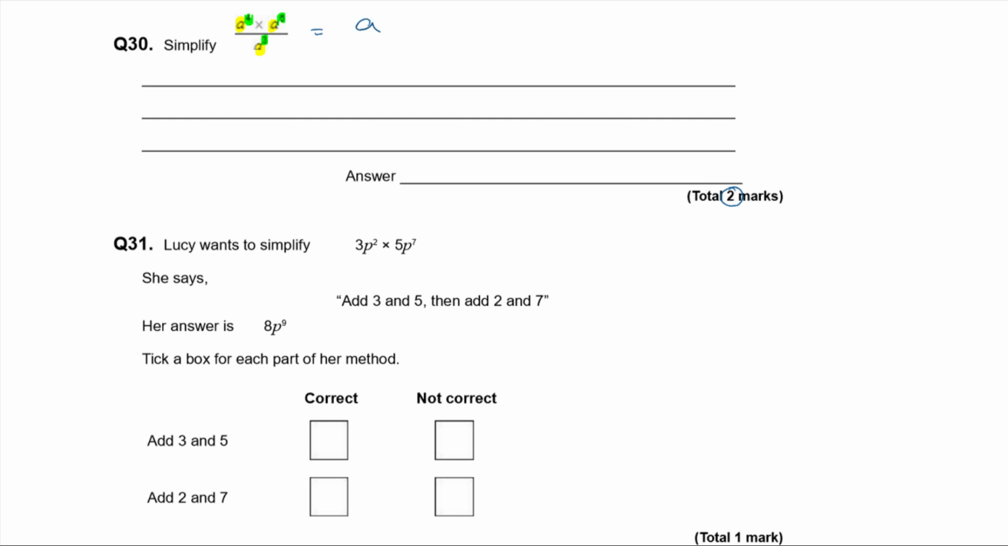So 4 plus 5 is 9, so we're going to get a to the 9 divided by a to the power 3, and then subtracting the indices. 9 take away 3 is 6, so the final answer is a to the 6.